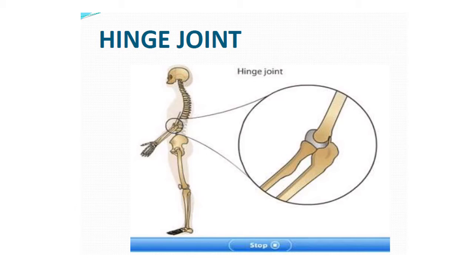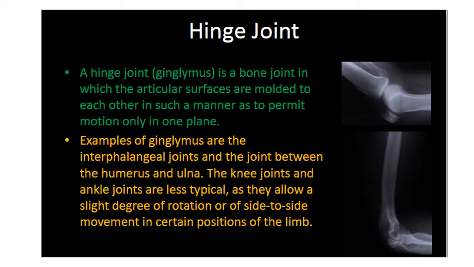So the next type of joint is called the hinge joint, and it is present in this part. The hinge joint is a bone joint in which the articular surfaces are molded into each other in such a manner as to permit motion only in one plane. So what you have to remember is, in the hinge joint there is movement in only one plane.